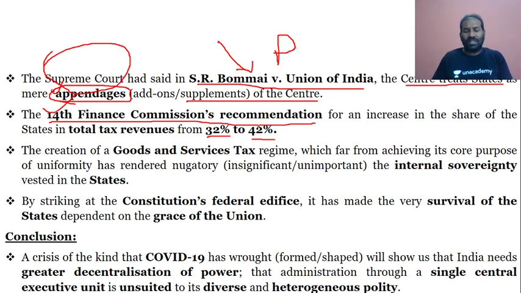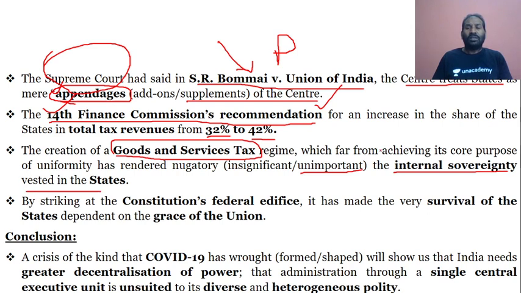So the 14th Finance Commission has recommended, and this is again very important, which among the finance commissions recommended that the state's share be increased from 32 percent to 42 percent? It is the 14th Finance Commission. And the creation of the goods and services tax, which I was repeatedly saying, is far from achieving its core uniformity, because the entire revenue and control is with the center. The uniformity has been rendered nugatory, that is unimportant or insignificant, and the internal sovereignty vested in the states is insignificant and unimportant because of the implementation of the GST.